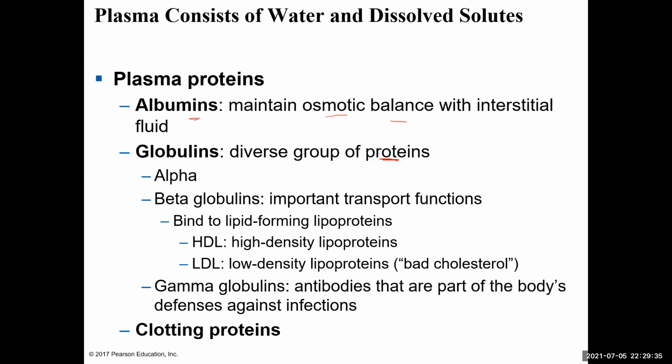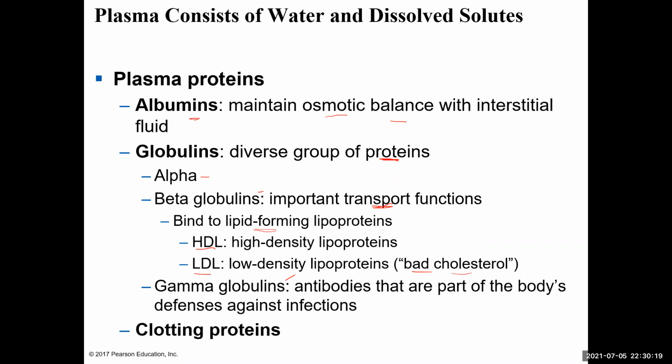And then your globulins are a bunch of different proteins made up of alpha globulins, beta globulins, and gamma globulins. Beta globulins are transport proteins. For example, some beta globulins bind to lipids forming proteins like HDL, which is high density lipoprotein, or LDL, which is low density lipoprotein. This LDL is what we refer to as the bad cholesterol. You don't want high concentrations of this in our bodies.